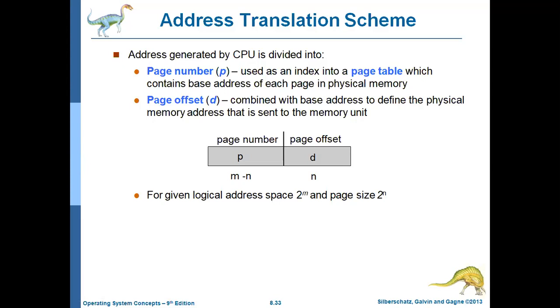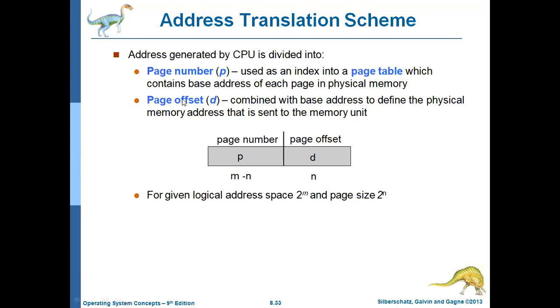The page number is which page is going to be accessed, and keep in mind the numbering starts from 0, that is page 0, page 1, page 2, and so on. The page number is used, as the definition says, as an index into the page table, which contains the base address of each page in the physical memory. Whereas what is this page offset?